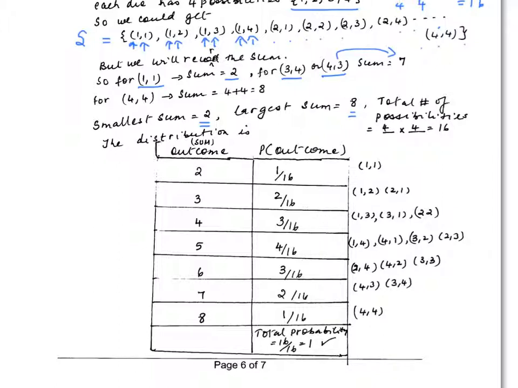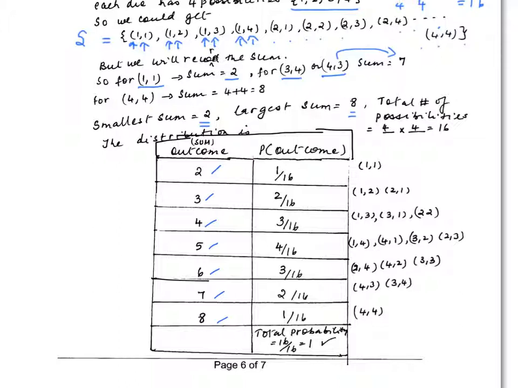So we have a table. We have outcomes in the first column, and we have the corresponding probabilities in the second column. So what are the possible outcomes? The sums are what we're interested in. The lowest sum can only be a 2. We can also have a 3, 4, 5, 6, 7, and the highest sum of the two numbers can only be an 8. So the outcomes are 2, 3, 4, 5, 6, 7, and 8. That covers all the outcomes.